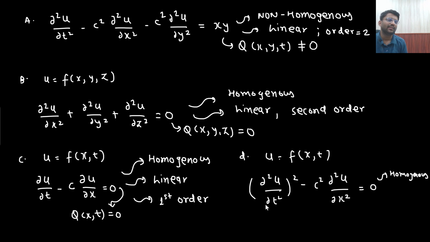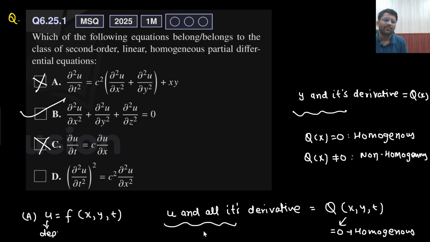Right? Homogeneous. Order second. Linearity? No, it is non-linear. Why is it non-linear? Because, sir, a function of u is multiplied with a function of u. A square is there, no? So it is non-linear. What does that mean? This is also wrong.